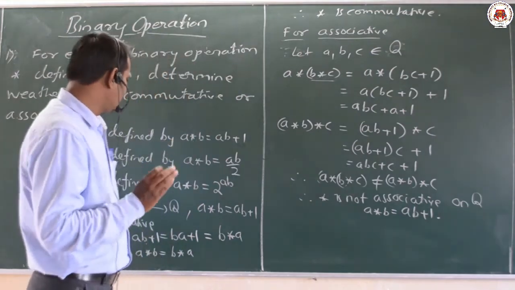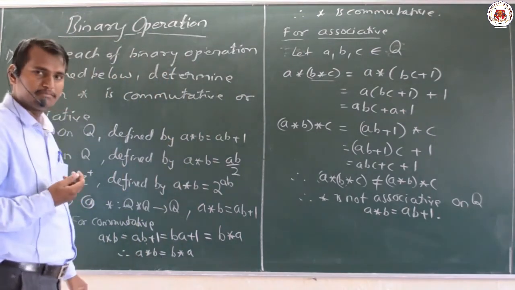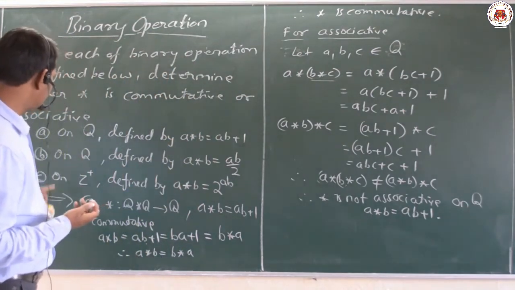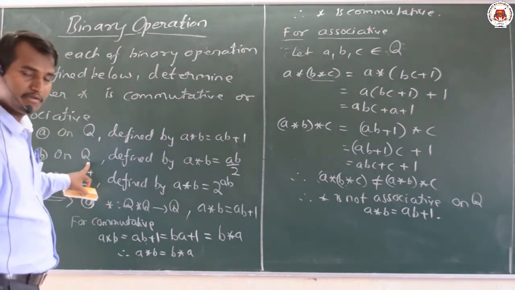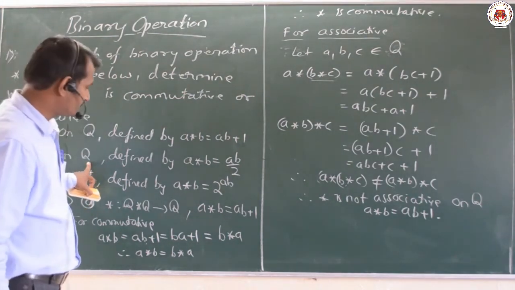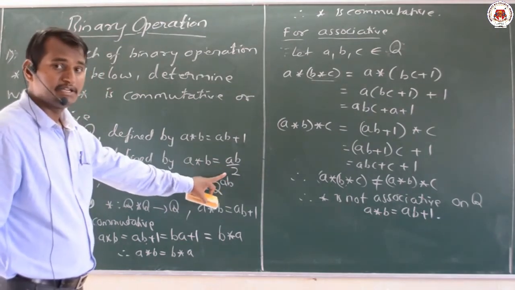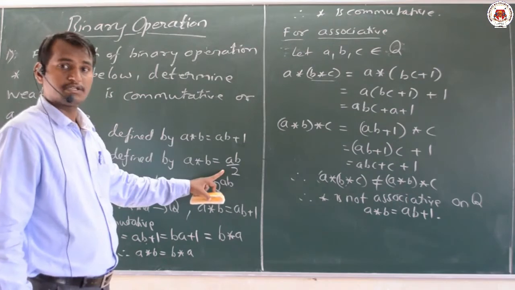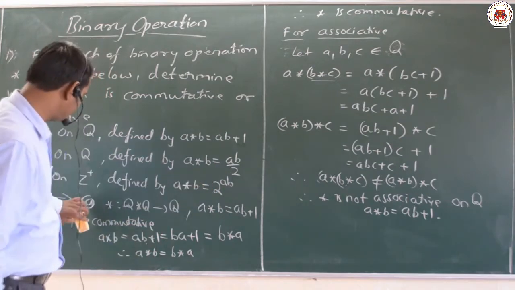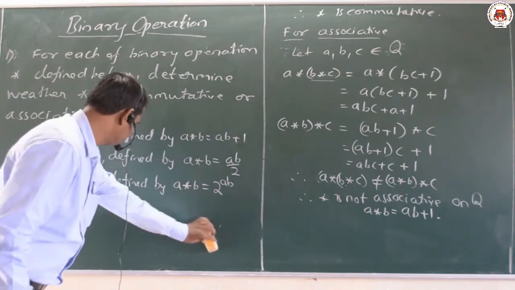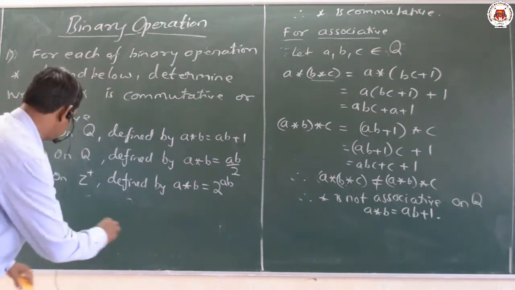Okay dear students, now let us start with the next one, that is the B part. What actually do we have in this B part? On Q, that is the set of all rational numbers, defined by A star B equal to AB by 2. This is a very important thing and asked in your question paper many times, that we shall see now. Okay, fine.